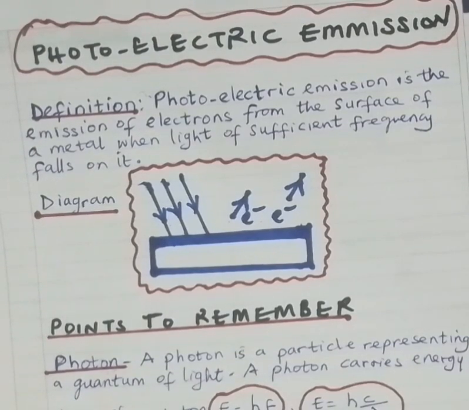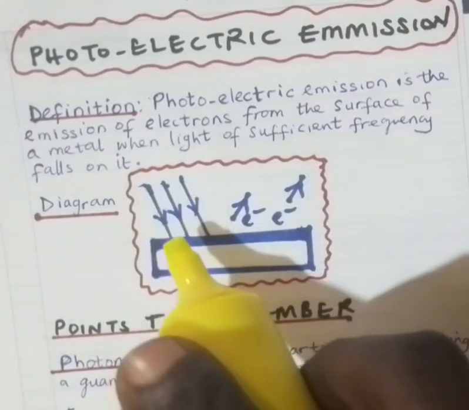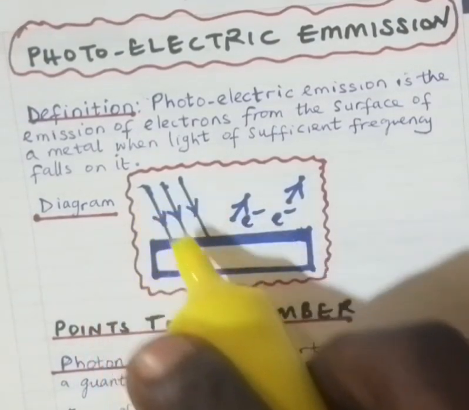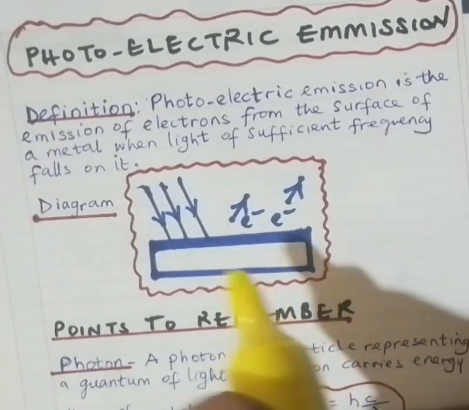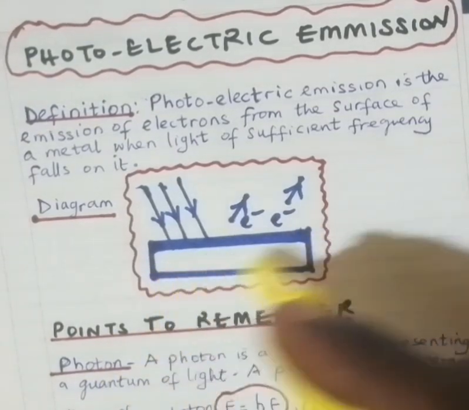So emission has to do with the ejection of electrons from the surface of a metal. And you can see this diagram right here. You can see light. These three parallel lines are the incident rays. It could be ultraviolet rays, or heat coming from light hitting a metal.